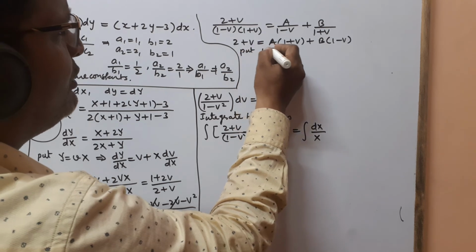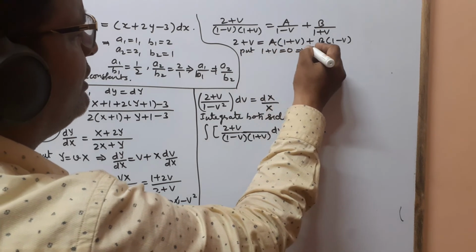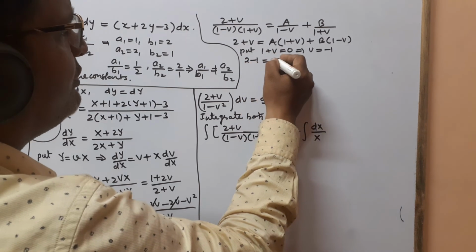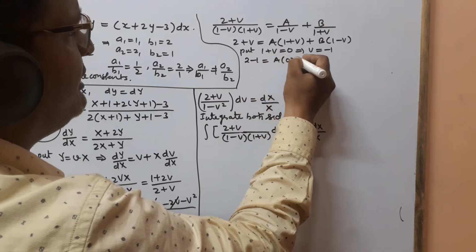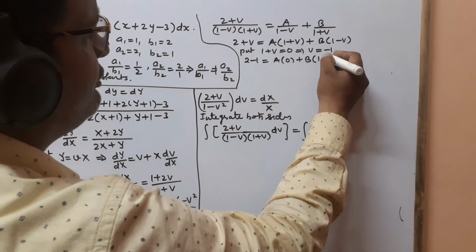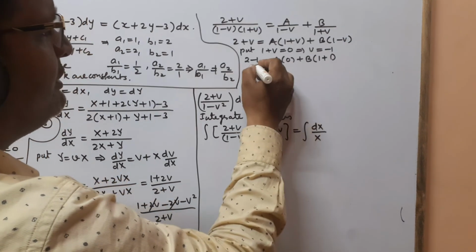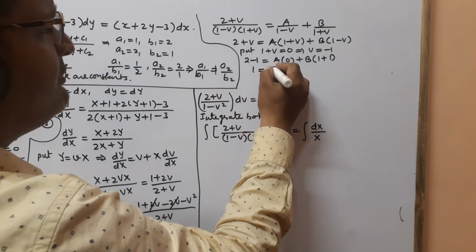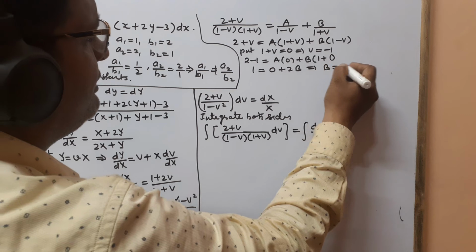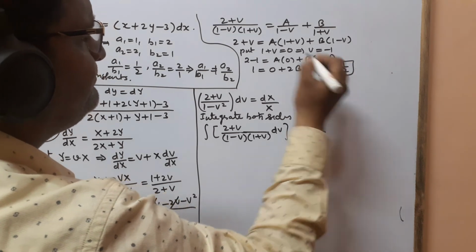Now we put 1 + v equal to 0, that is v equal to −1. So we get 2 − 1 is equal to a multiplied by 0 plus b times (1 − v), where v is −1, so it is 1 + 1 = 2. So 2 − 1 is 1, and this is 0 and 2b, so from here we get b is equal to 1 by 2.